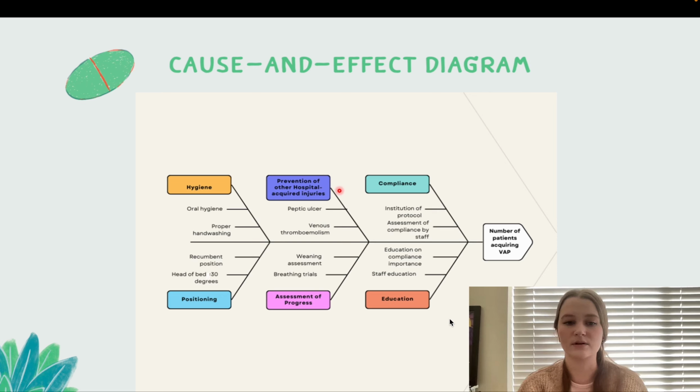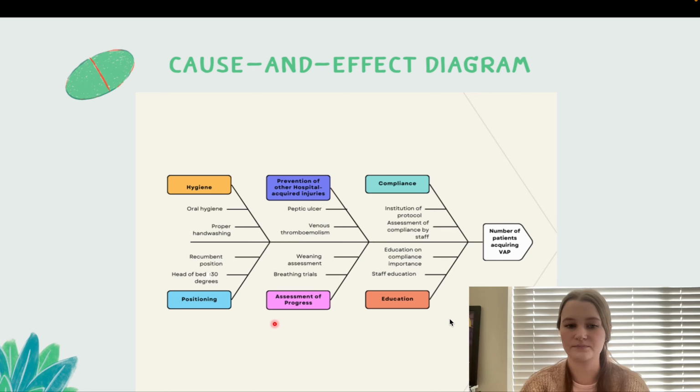Preventing other hospital-acquired injuries helps reduce the incidence of infection, and so this helps reduce VAP that way. So there's peptic ulcer prevention. This is often done in the hospital using PPIs, or proton pump inhibitors, and venous thromboembolism, or DVT, deep venous thromboembolism prevention, is usually done in the hospital with anticoagulants.